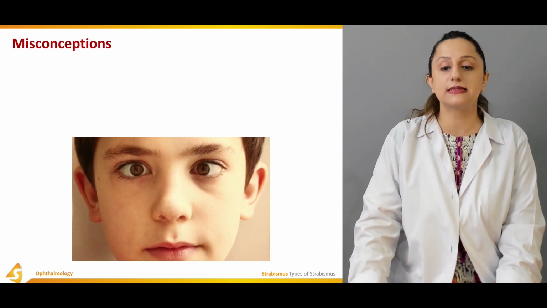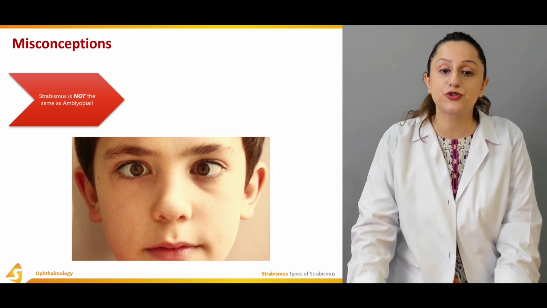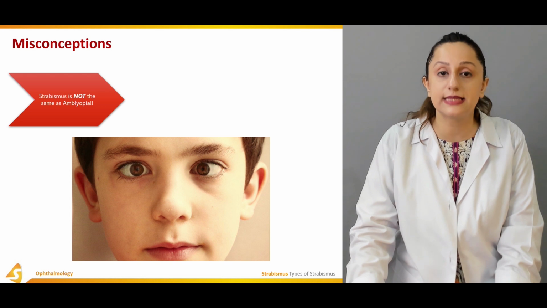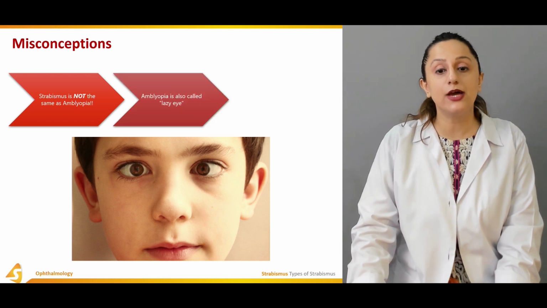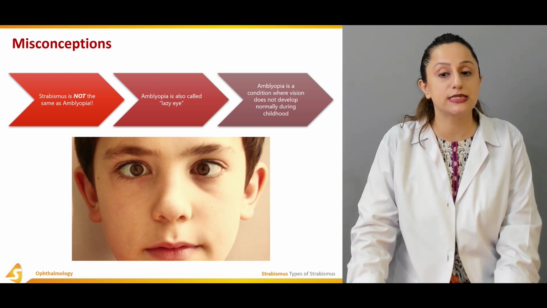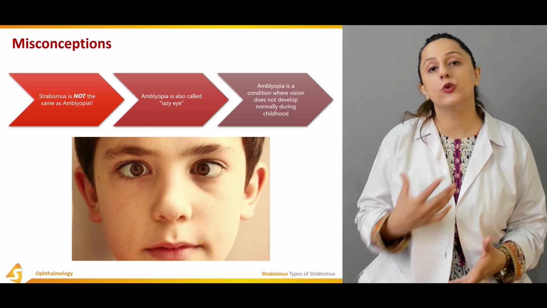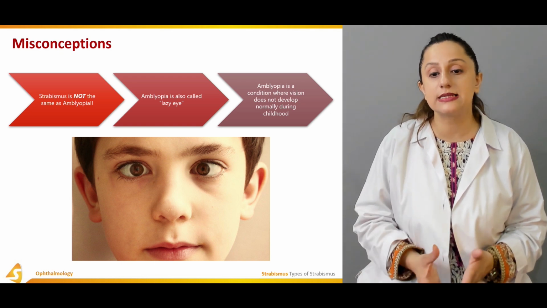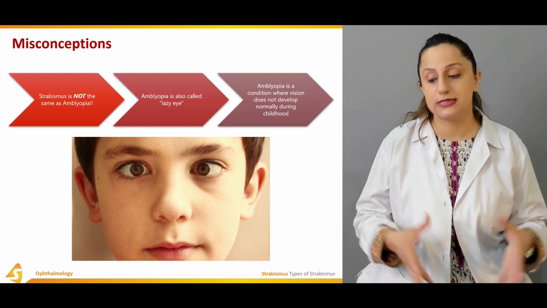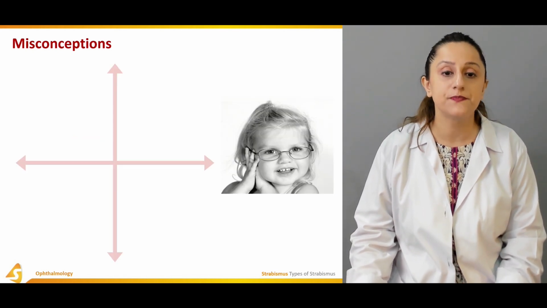There are a lot of misconceptions that are related to this strabismic kind of condition. Strabismus is not the same as amblyopia. Amblyopia is also called lazy eye, and amblyopia is a condition where the vision doesn't develop normally during childhood and the eyes become lazy with the passage of time. So this is one of the misconceptions that we have to clear.